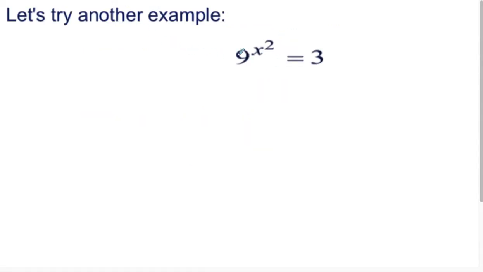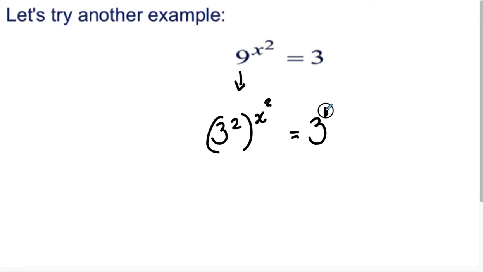So here we have 9 to the power of x squared is equal to 3. So again, what I'm going to do is change 9 so that it has a base of 3, and 9 is equivalent to 3 squared. I'm not going to touch the exponent of x squared, and that's equal to 3 to the power of 1. Okay. Putting this power of 1 here is going to be helpful because you're going to need to know what to set it equal to.